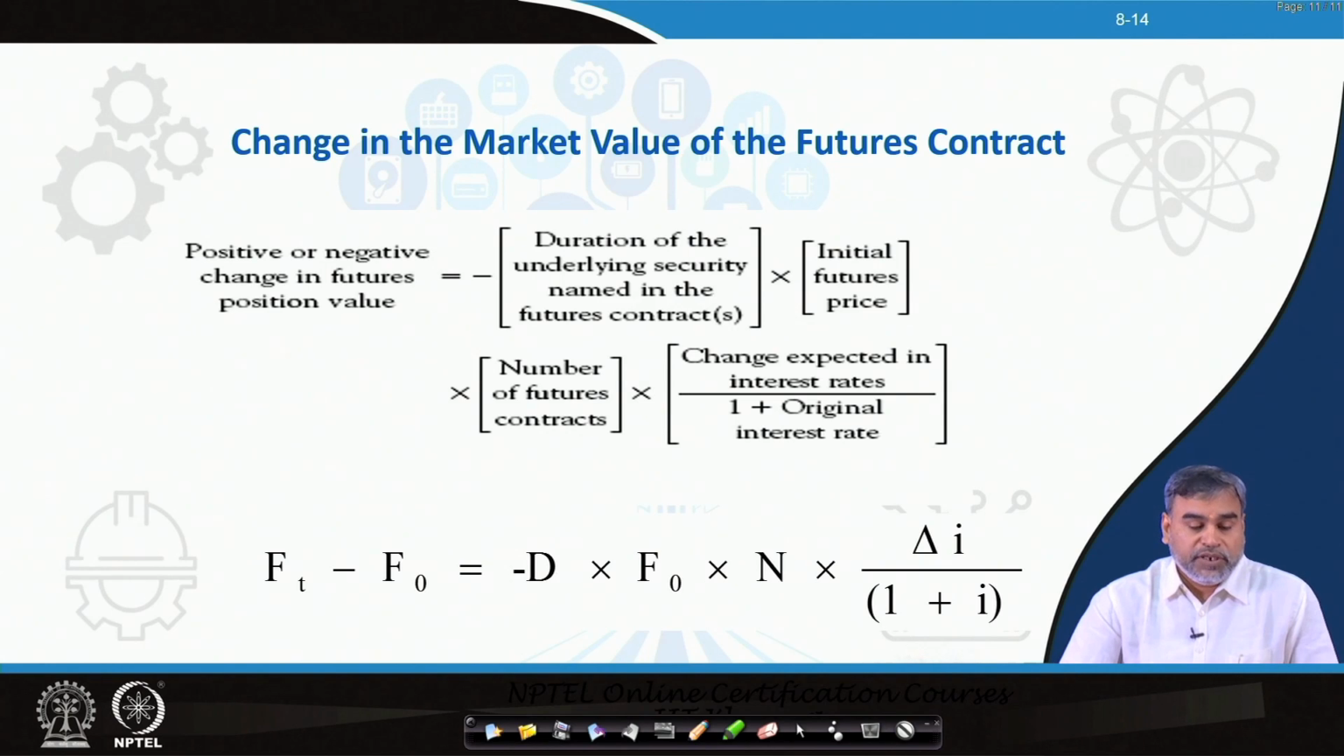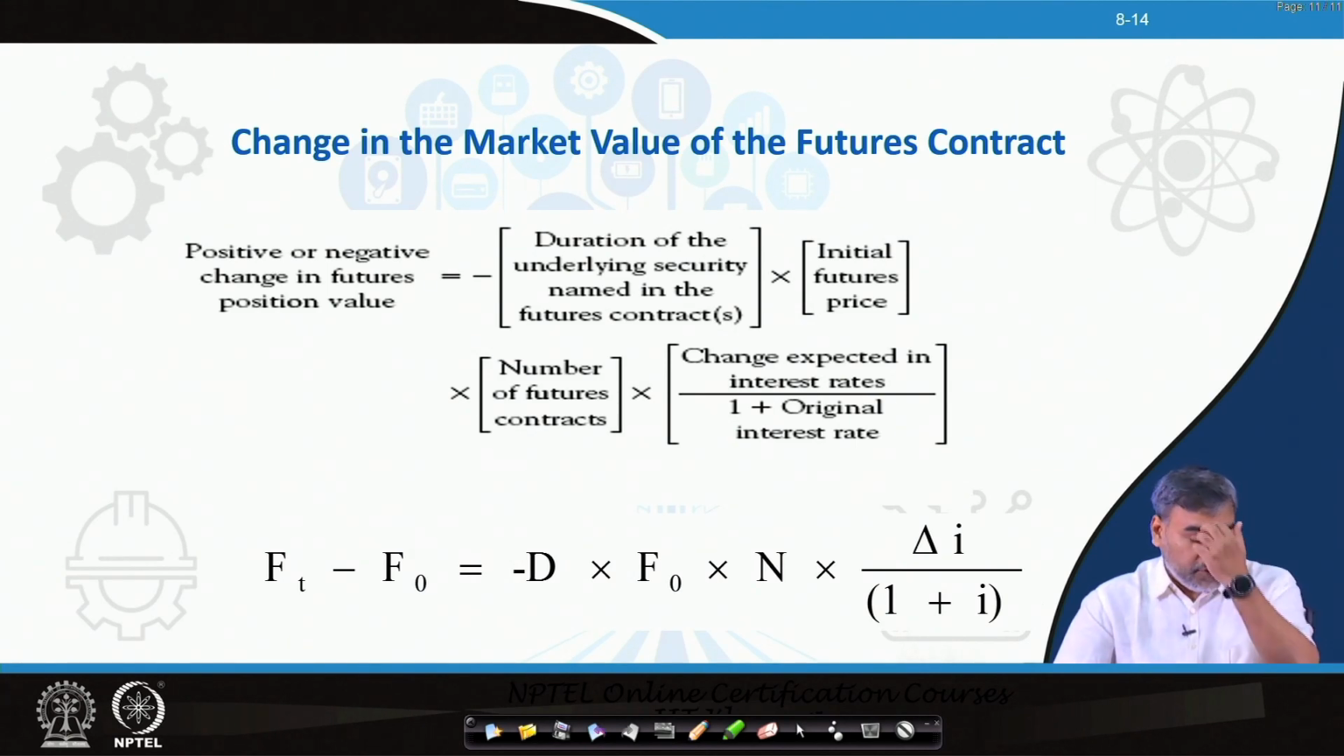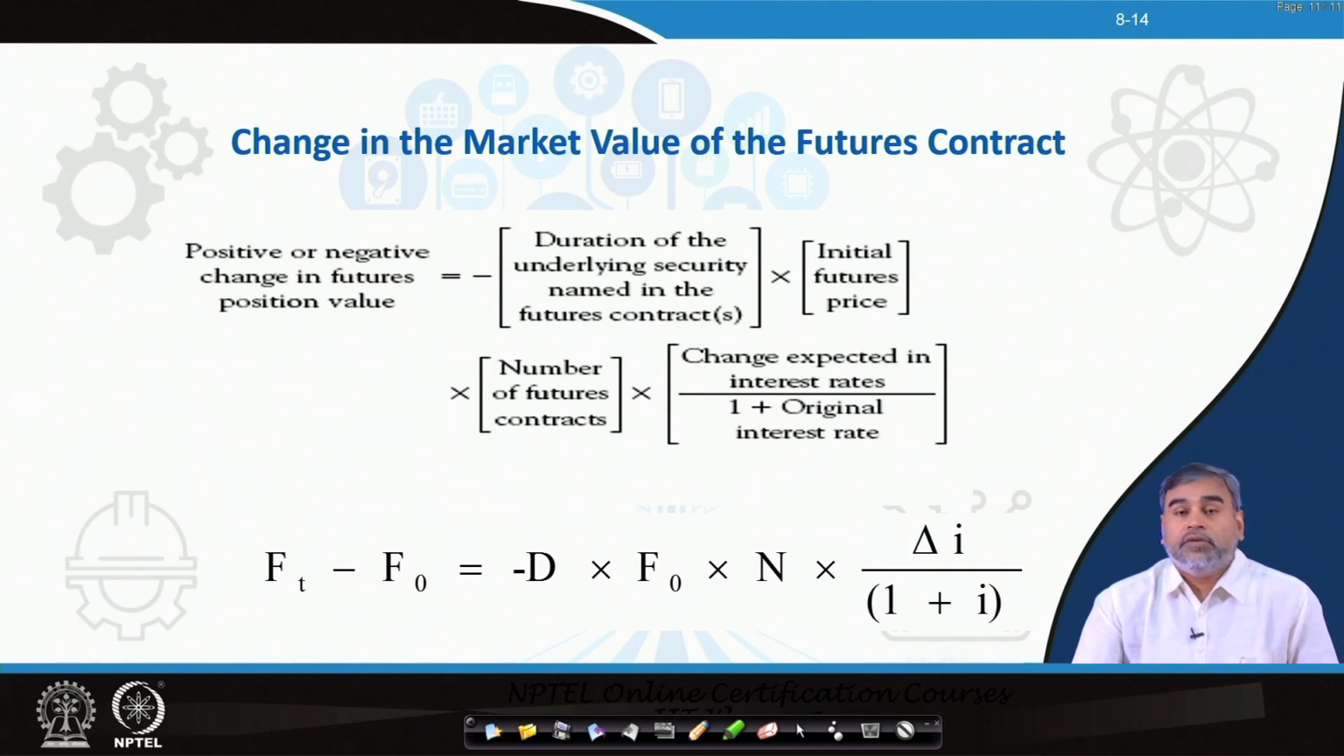That means F_t is the future value of that particular contract at time t, F_0 is the initial price of the contract, and the change is nothing but minus the duration multiplied by F_0, the initial future price of that particular contract, into n, the number of future contracts, into delta i by 1 plus i. So, this is the way we can find out how the value of the future prices is going to change depending upon the durations and the change in the interest rates in the commercial banks.